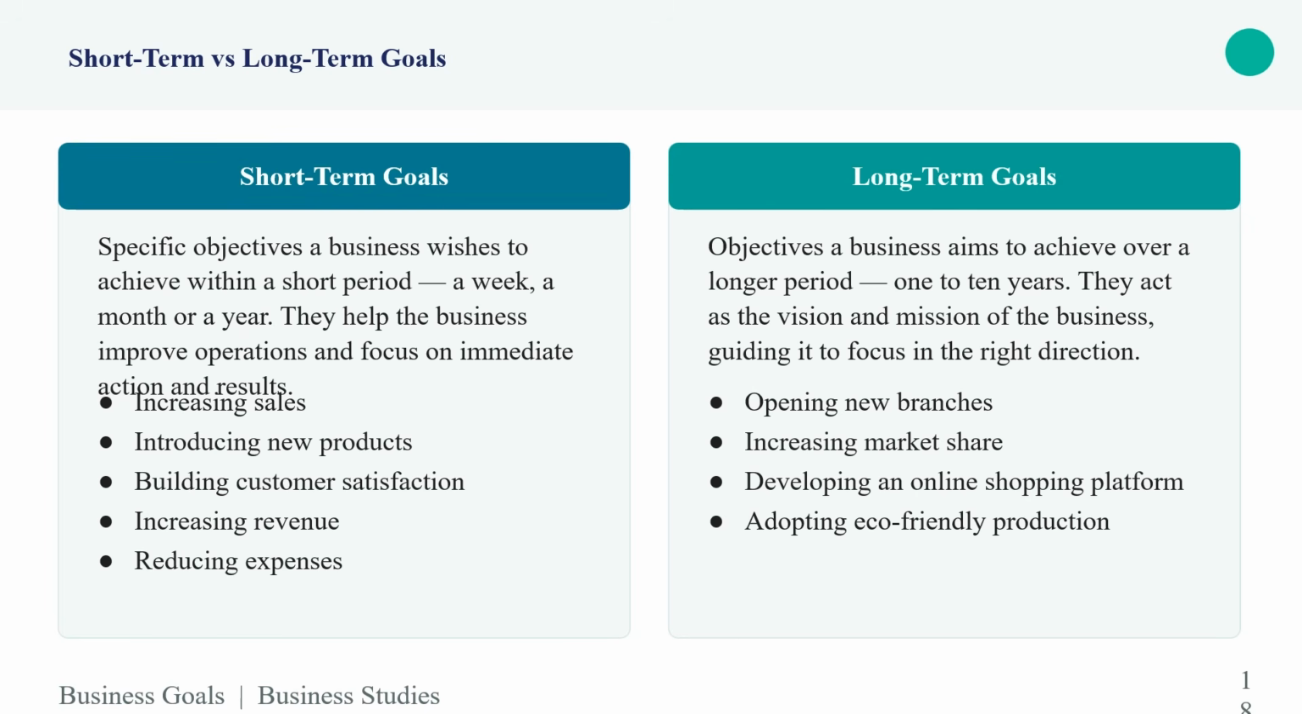So the long-term goals include our objectives a business aims to achieve over a longer period. That's why for long term, hutoimaliza hapo hapo. You either achieve it after 1 year, 2 years, or 10 years. They act like a vision and mission of the business, guiding it to focus on the right direction. The things that you should do include opening new branches, increasing market share, those are long-term goals, utapata profitable hub or dividend, developing an online shopping platform, and lastly, adopting eco-friendly products.